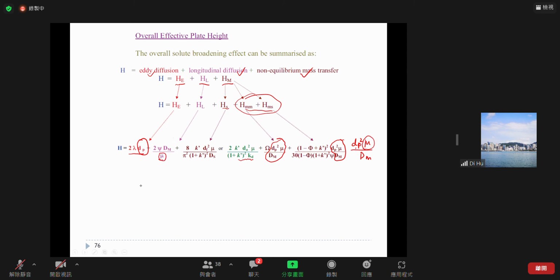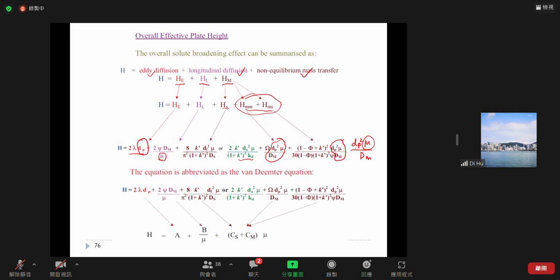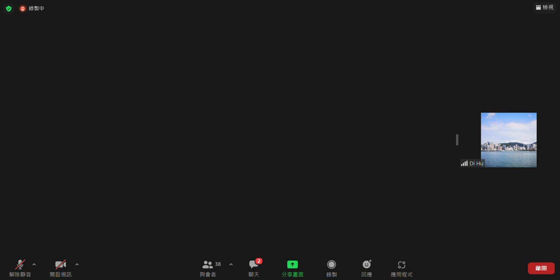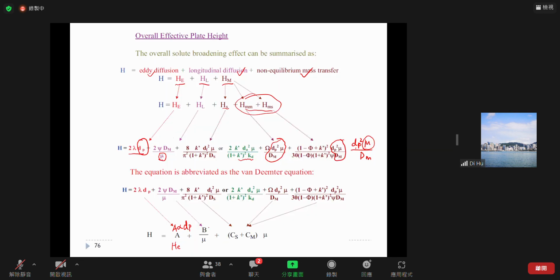If you want to write it in the van Deemter equation, because now you have the mu here, the A term is the eddy diffusion contribution, so the A term is related to dP. The B term is B over mu. The B term is related to the diffusion coefficient, but it can be ignored in LC.